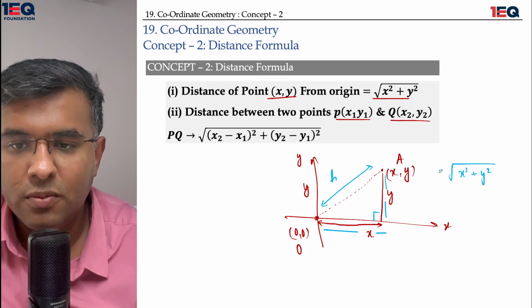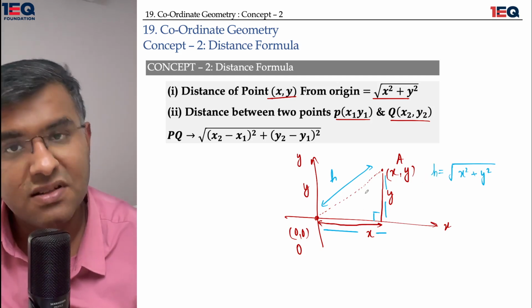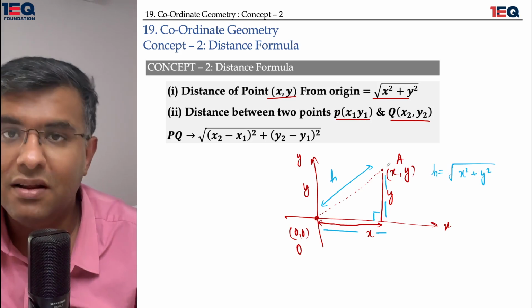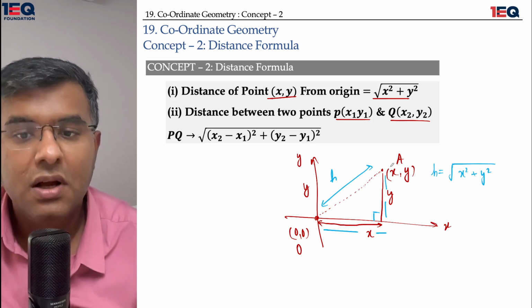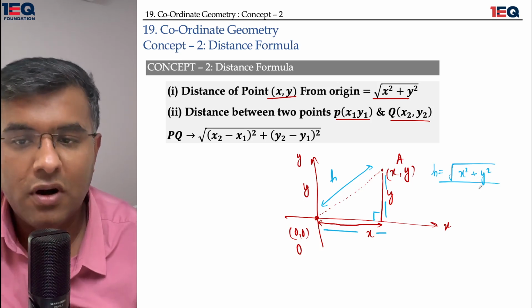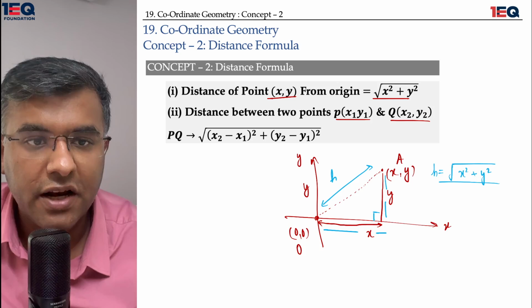This is going to be equal to the hypotenuse, which is the total distance between O and A. So this is how the formula got derived, right? This is how the formula got derived.